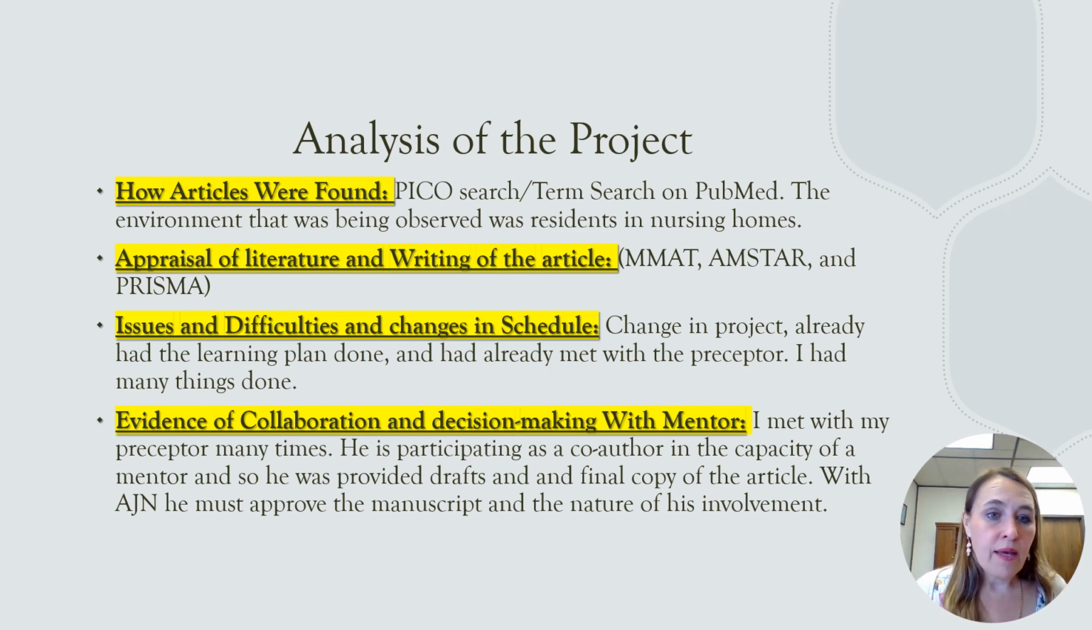So I used the MMAT and the AMSTAR and PRISMA to appraise the literature and to write the article. So the MMAT is the Mixed Methods Appraisal Tool. And this is used to evaluate quantitative, qualitative, and mixed method studies. So basically, you use this tool to make sure that you are unbiased in choosing which ones that you're going to include. The AMSTAR is for appraisal of systematic reviews.